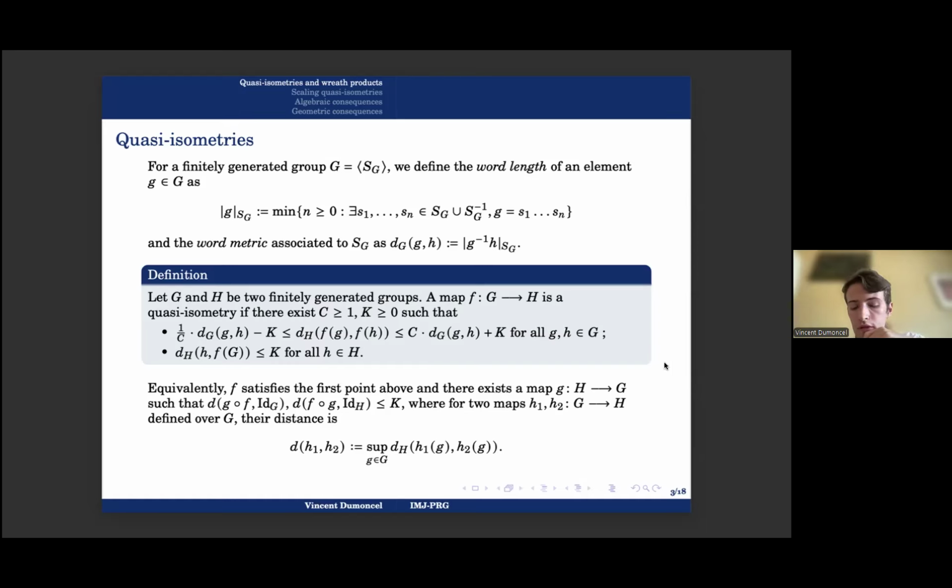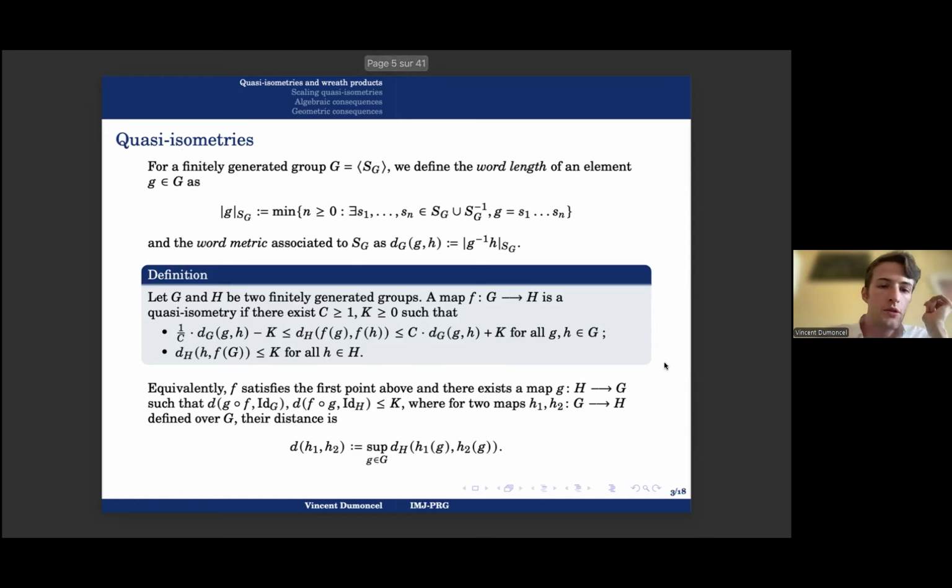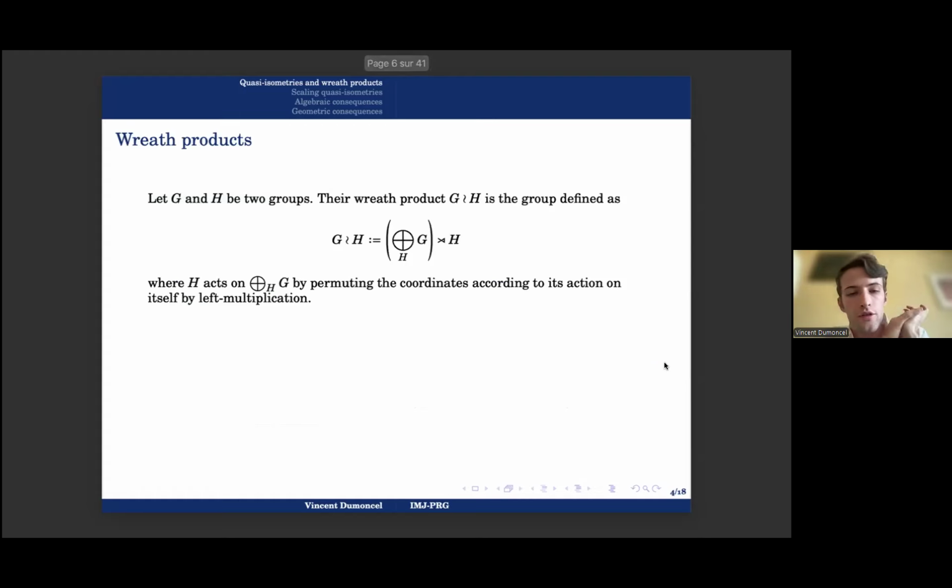to talk about the object we are interested in today. The second concept we need is the one of a wreath product of groups. So the notion of quasi-isometry is the geometric part, and the notion of wreath product is the algebraic part. So the wreath product, perhaps you know it already, but it's a construction that allows you to get a new group out of two groups G and H, and this new group will contain G and H as subgroups. So what do?